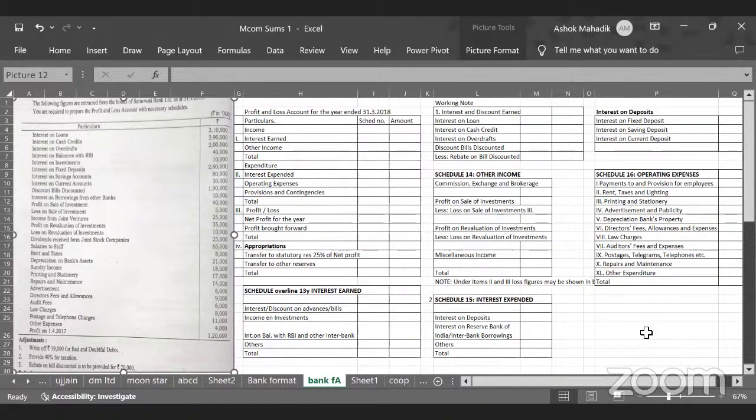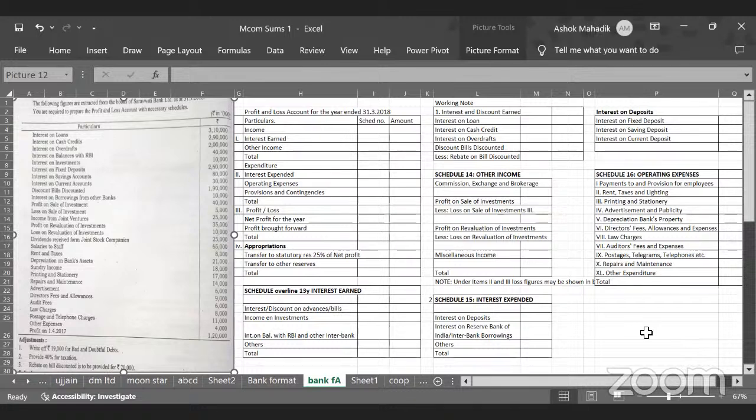The following figures are extracted from the books of Saraswati Bank Limited as at 31st March 2018, I think. You are required to prepare the P&L account. We just need to prepare the P&L account.